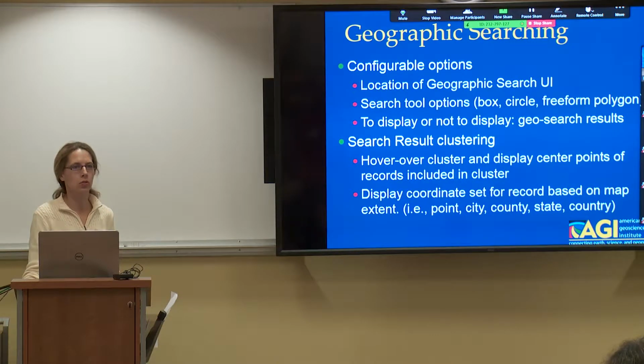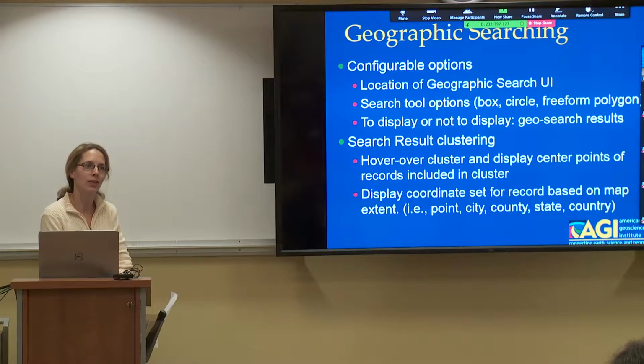Providing users with search tool options, so maybe they want to query by a circle or radius search versus a bounding box search. Maybe they want to freeform draw their polygon. And then the other big question is to display or not to display the coordinate results.